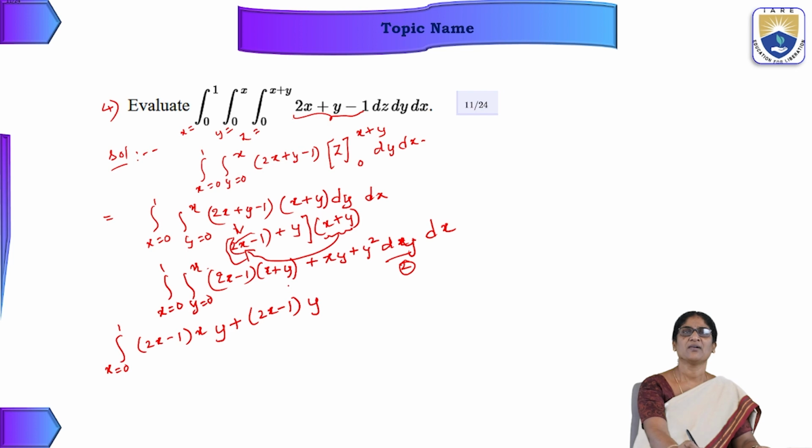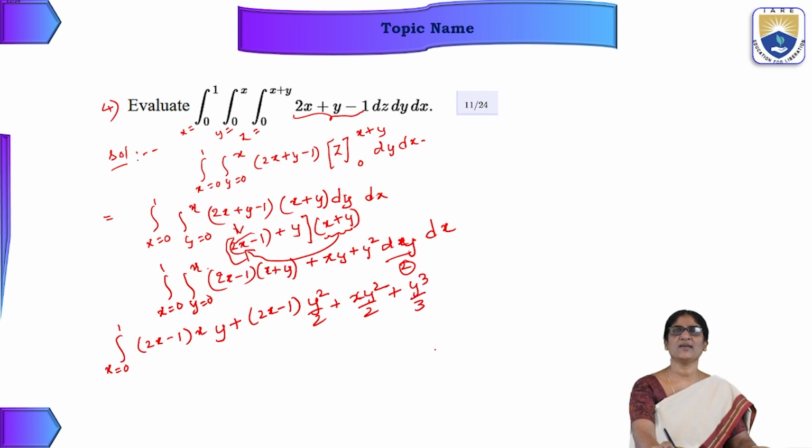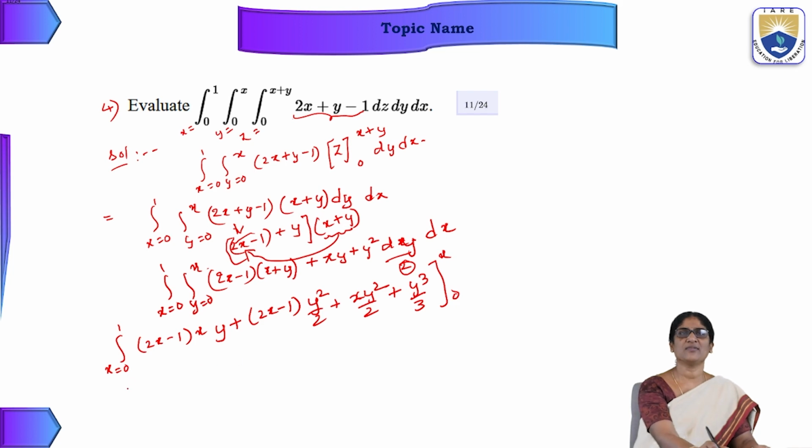Integration of y is nothing but y square by 2 plus 2y square by 2. It is x into y square by 2 plus y cube by 3, and these are raised from 0 to x. That means wherever y is there, we need to put it as x. So if you substitute this, what you are going to get here, 2 into x. Here it becomes x.